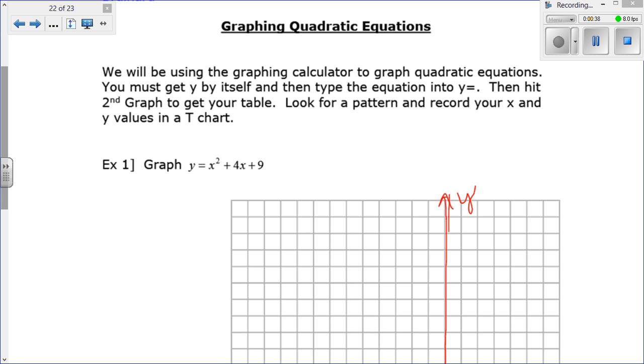You must first get y by itself if it's not, and then type the equation into the y equals on the calculator. Then hit second graph to get your table, and look for the pattern and record your x and y values in a t-chart.